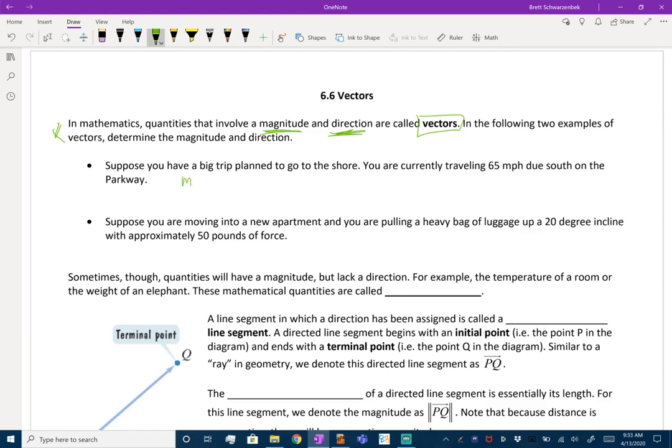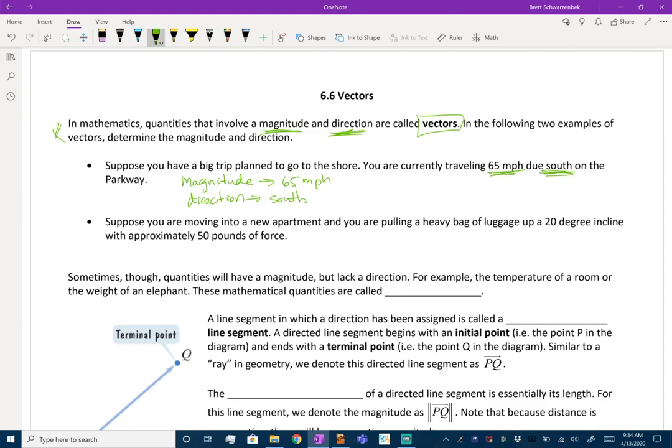Okay, so what if I asked you for the magnitude and the direction of this scenario? So the magnitude in this problem would be the speed. So that would be the 65 miles per hour. Okay, but what would be the direction? Well, to go down the parkway, you clearly have to go south, so the direction would be south. So we would say that this is a vector because we're dealing with magnitude and direction.